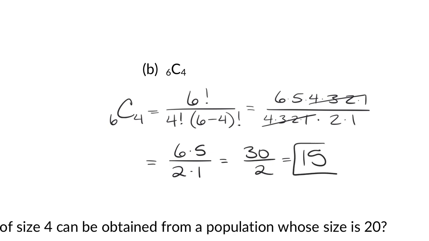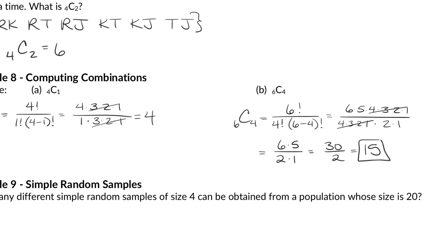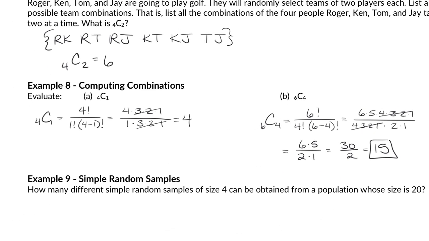Yep, that's 15. So if I presented you 6 things and I said choose 4 of them, you'd have 15 different ways you could choose 4 of them. The order in which you pick them does not matter. But of course, a fast way to do this is with the calculator. So let's just verify we know how to do this.